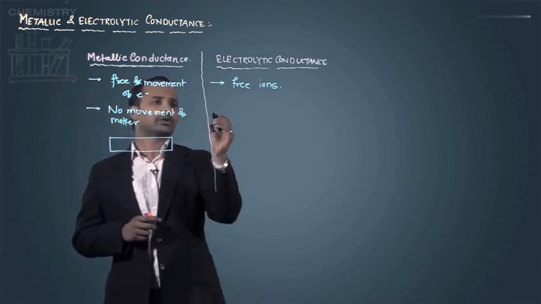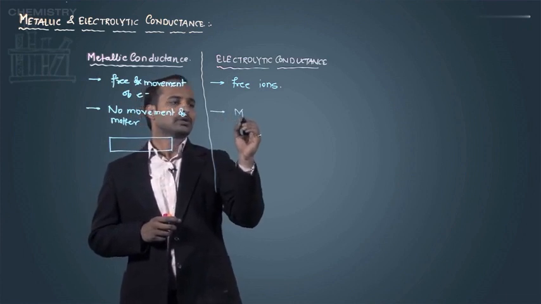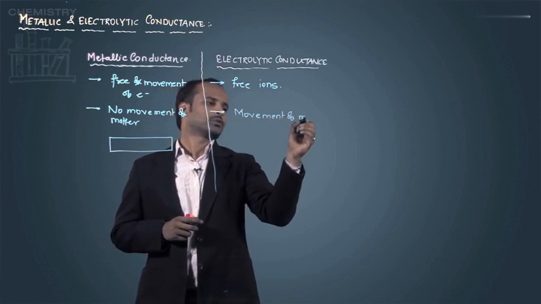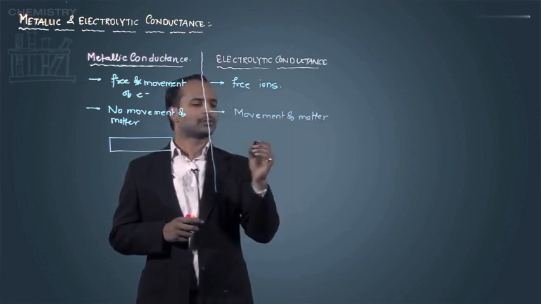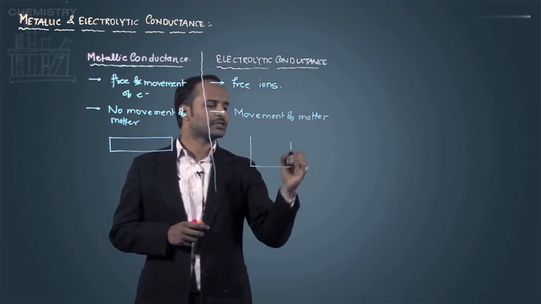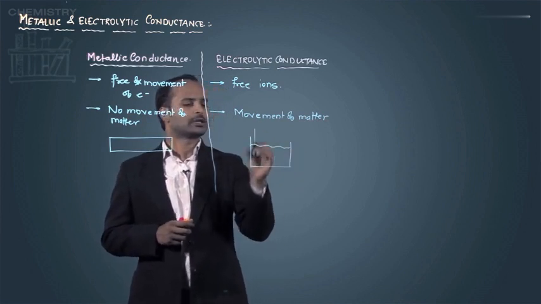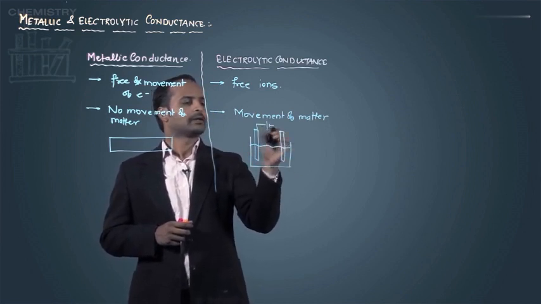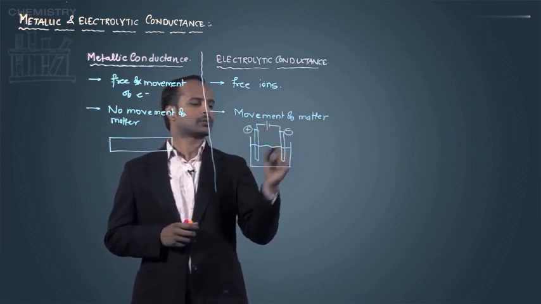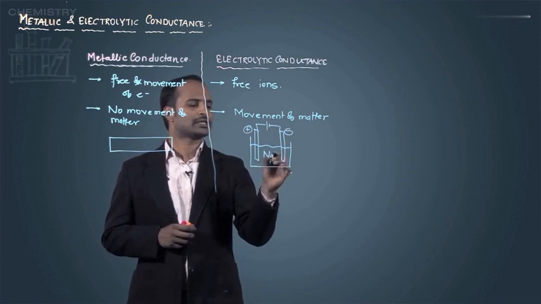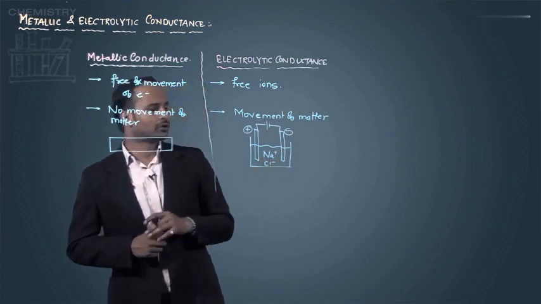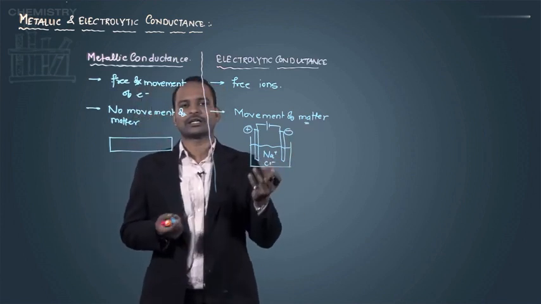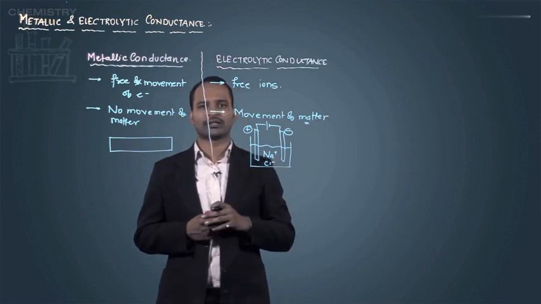But in case of an electrolytic conductor, when the electricity is passed, there is a movement of matter. For example, suppose I am passing electricity through molten NaCl, with an anode and a cathode. Molten NaCl means the NaCl is in liquid state. So there are two ions, Na plus and Cl minus, and the matter here means NaCl, that is Na plus and Cl minus ions.